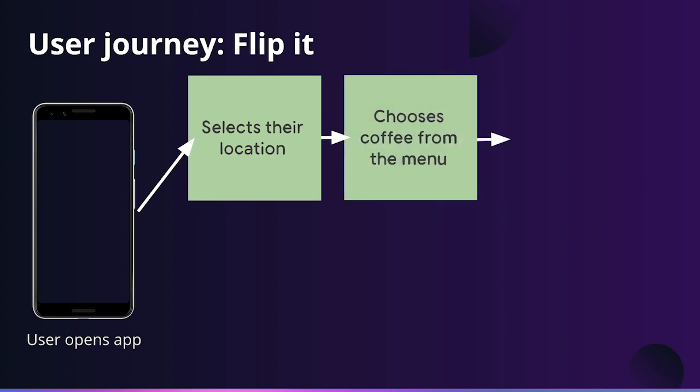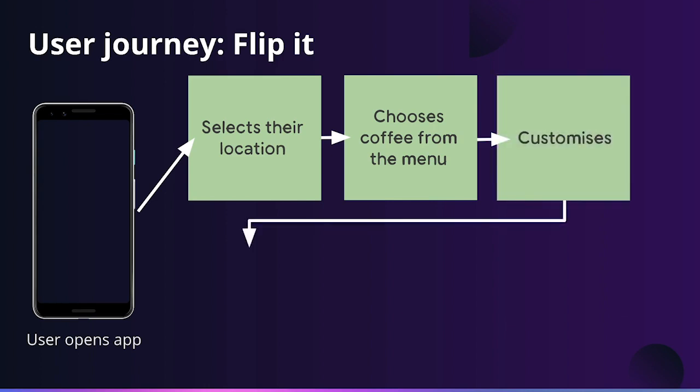The next, I might choose the coffee from the actual menu. So what is it that I want? A latte, a cappuccino, whatever. Next, I want to customize it. So do I want more milk, less milk? Do I want it hot? Do I want it a bit cold? Do I want ice in it, etc., etc.?